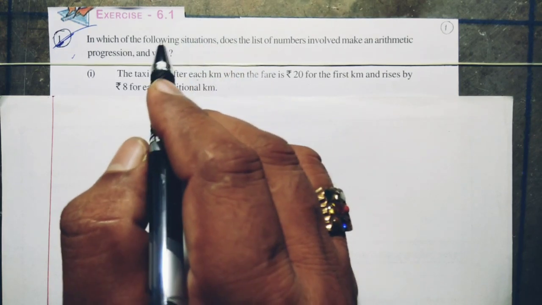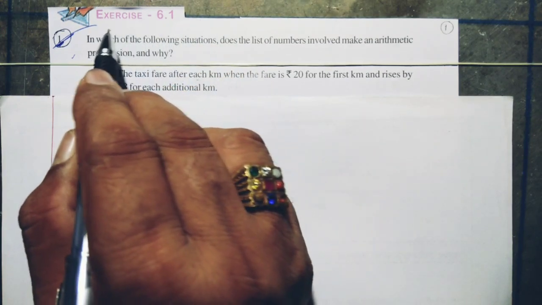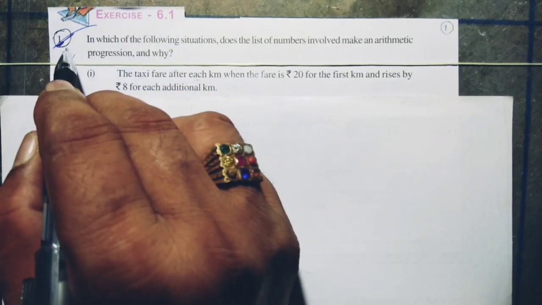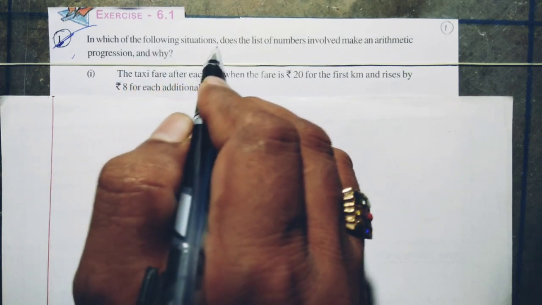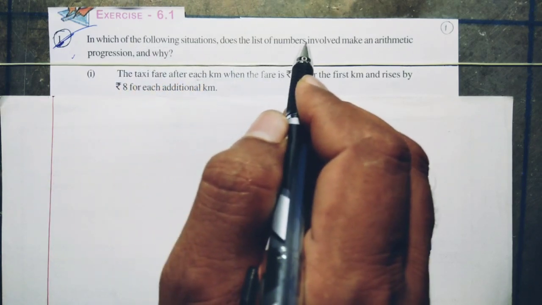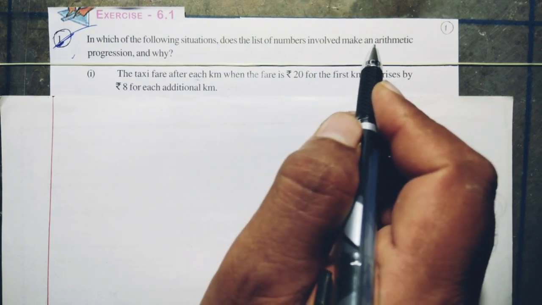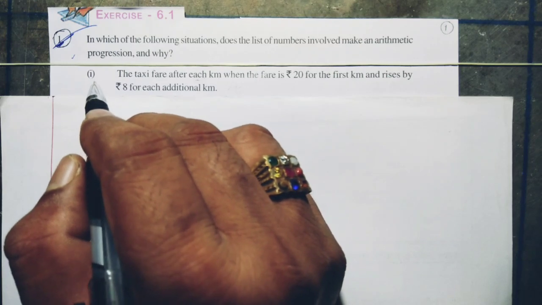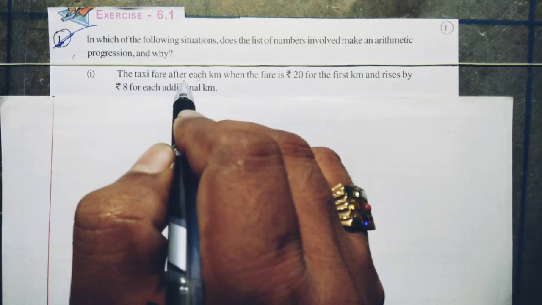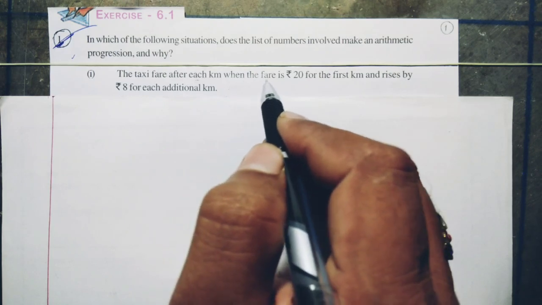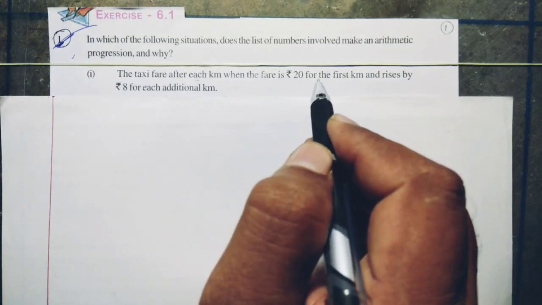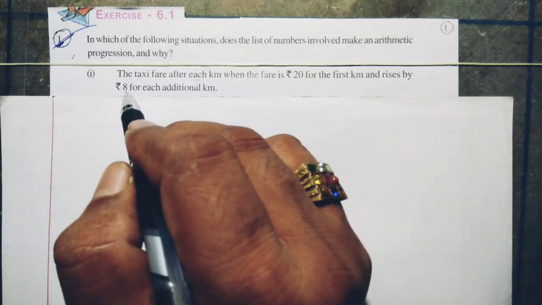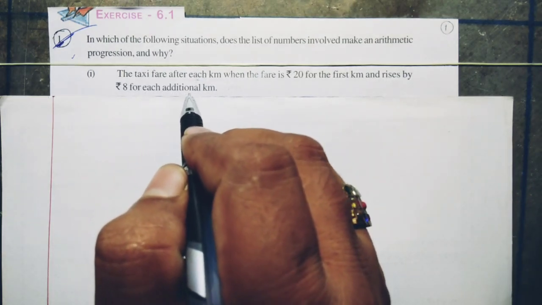In this video, I would like to do solutions to exercise questions. Exercise 6.1. First bit. In which of the following situations does the list of numbers involved make an arithmetic progression and why? First problem. The taxi fare after each kilometer when the fare is 20 rupees for the first kilometer and rises by 8 rupees for each additional kilometer.